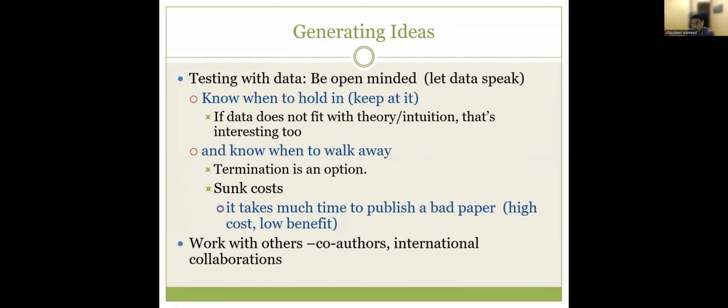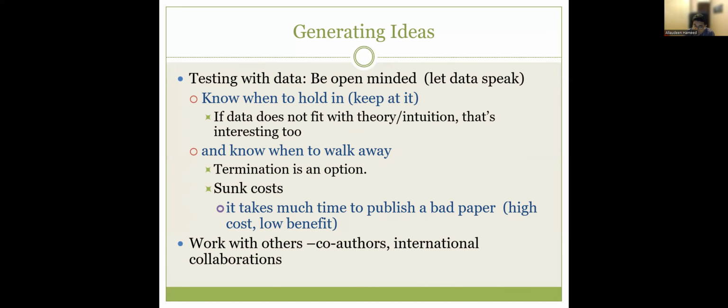Termination is an option. That means terminating the project is an option if you think that the idea was good at the beginning, but it's not how the world works. Okay, and you want to also be worried about sunk costs. No point putting in more and more time on research that you think is not getting anywhere, right? The idea of sunk costs is you're putting in more and more time. It's just going to be a bad paper, but it's going to be costly in terms of your time and energy.